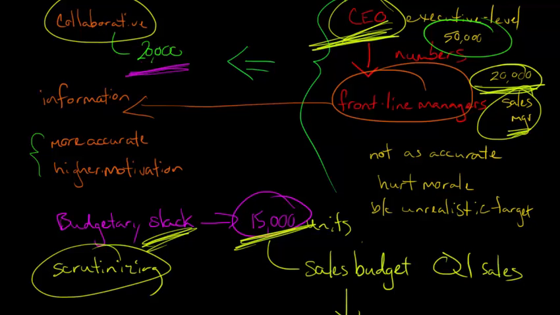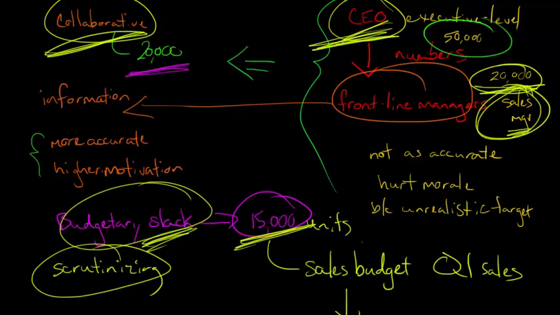So in any event, you don't want to throw out this collaborative approach simply because of the idea of slack, but you need to be cognizant of slack and how frontline managers have an incentive to build it into the system, and you have to design a system that would help scrutinize this and keep slack out of the system.